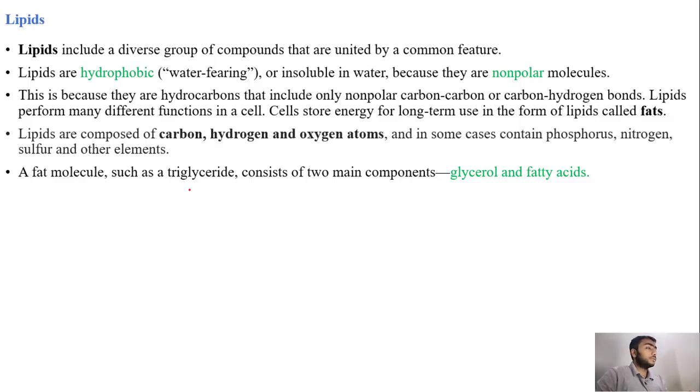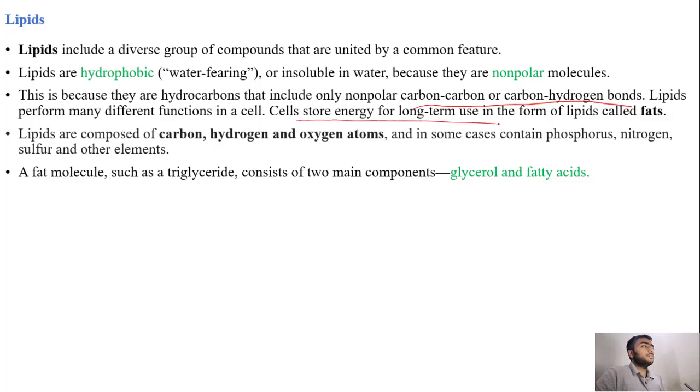Water is a highly charged molecule. In my last class I also told you that it comprises partial positive and partial negative charges. So that's why it's a highly polar molecule. On the other hand, lipids are non-polar. They are not charged because there is no dipole or other force amongst their bonds. And this is because they are hydrocarbons that include only non-polar carbon-carbon or carbon-hydrogen bonds. So that's what I just told you.